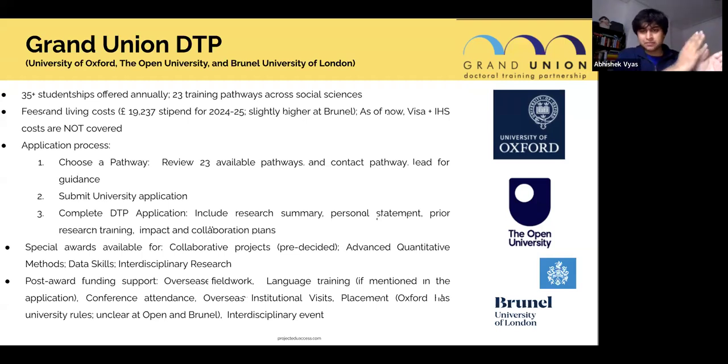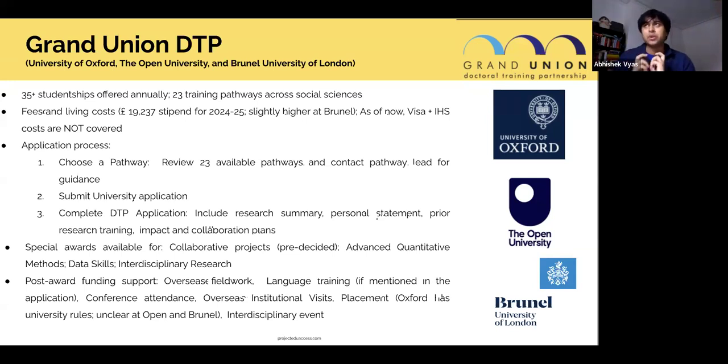Application process: basically just choose the pathway, submit the university application, and then either your DTP application would be alongside your university application, which I think is the case in Oxford, or you might have a separate DTP application, which was the case in Brunel for me. So yeah, what goes into the DTP application has been covered earlier: your research summary, your personal statement, what kind of prior research training you have had. And training doesn't just mean academic training, but other sorts of training, impact and collaboration plans.